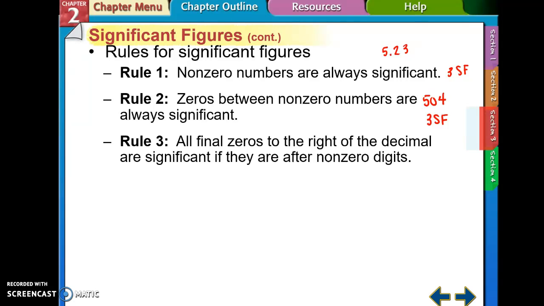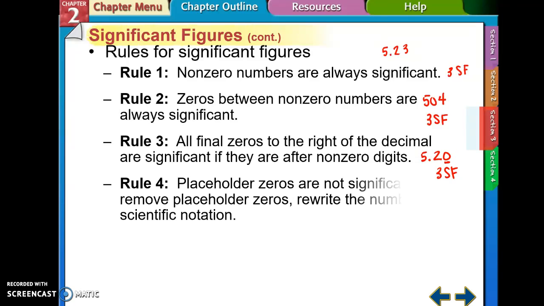Rule 3, all final zeros to the right of the decimal are significant if they are after non-zero digits. So, if it were 5.20, there are 3 significant figures there. Even though it's not sandwiched, it's after a non-zero digit, after a decimal. Rule 4, placeholder zeros are not significant. If I'm going to remove it when I write it in scientific notation, it is not significant. So if I had 0.01, there is actually only 1 significant figure there.